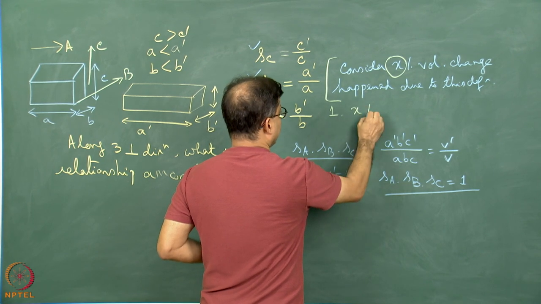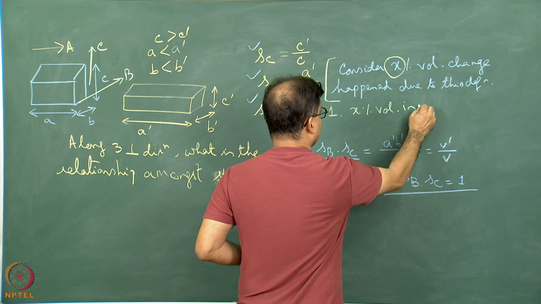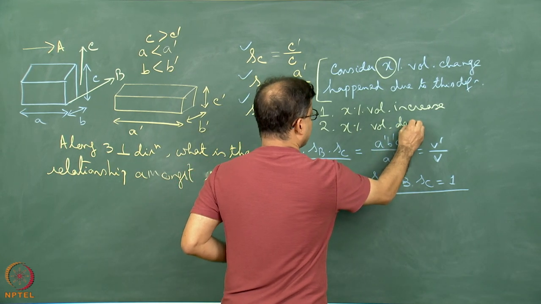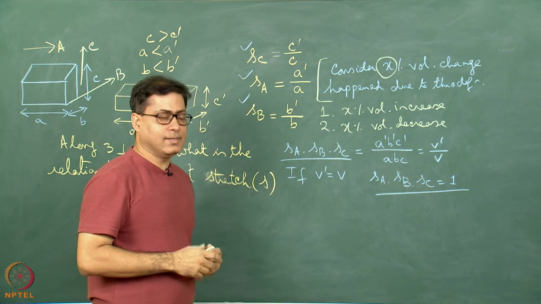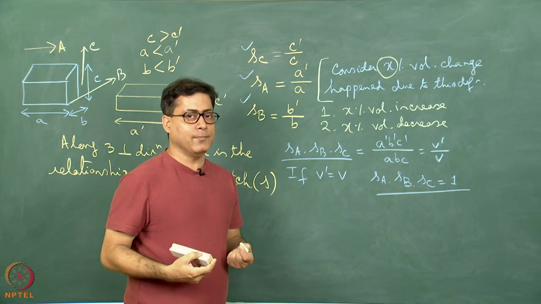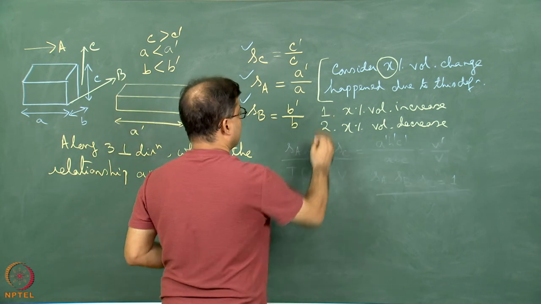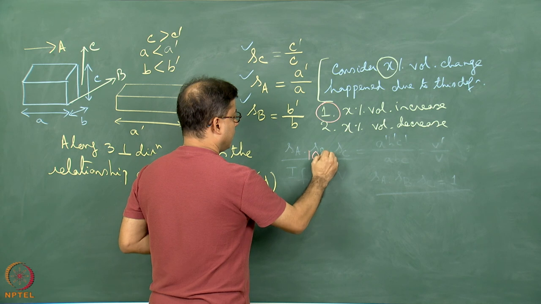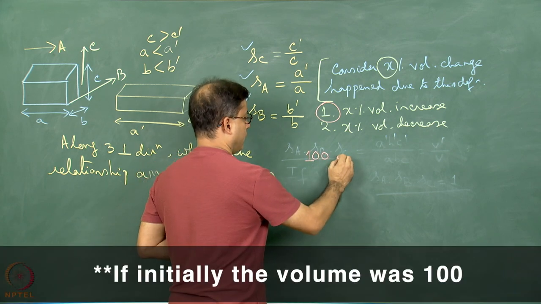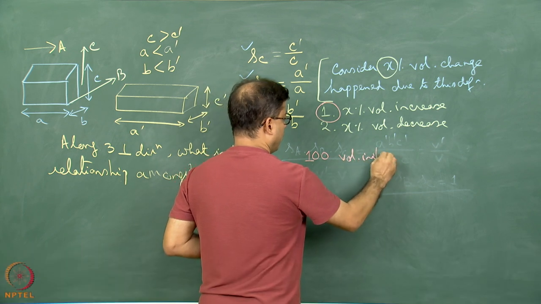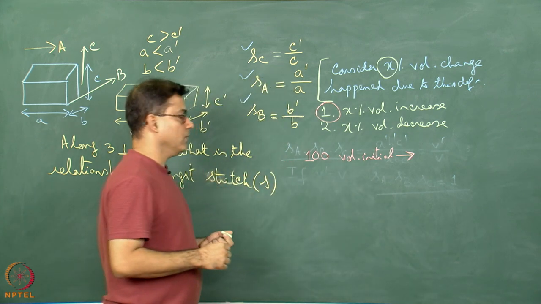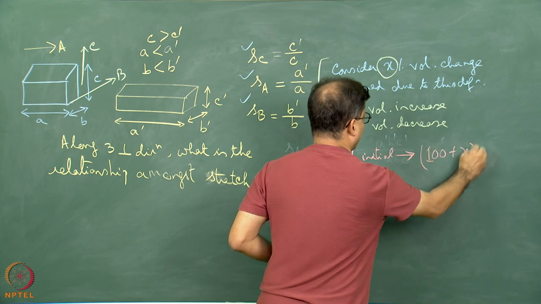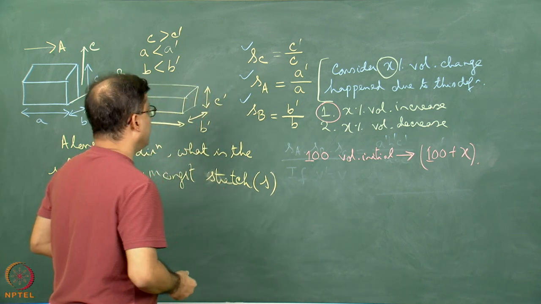Possibility one is that X percent volume increase, or X percent volume decrease. We can take these two cases and see how SA, SB and SC if multiplied will be a function of X in that case. Let's choose this one. X percent volume increase means what? If initially the volume was X, that means after the deformation, the volume will be now. What was the initial volume in this case?